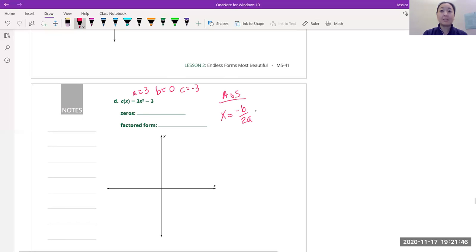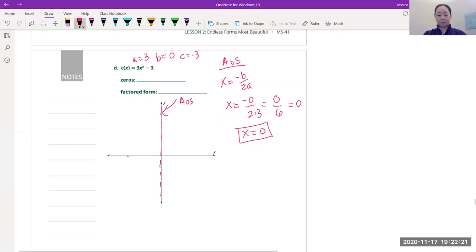So we're now going to just plug this in, right? So x is equal to -b, so -0 divided by 2 times 3, because the 3 is the a, right? And what's 0 divided by 6? 0, right? So literally your AOS is just x equals 0. Where is that located? Where is x equal to 0? Right here on the y-axis. So this is your AOS, like literally. AOS.